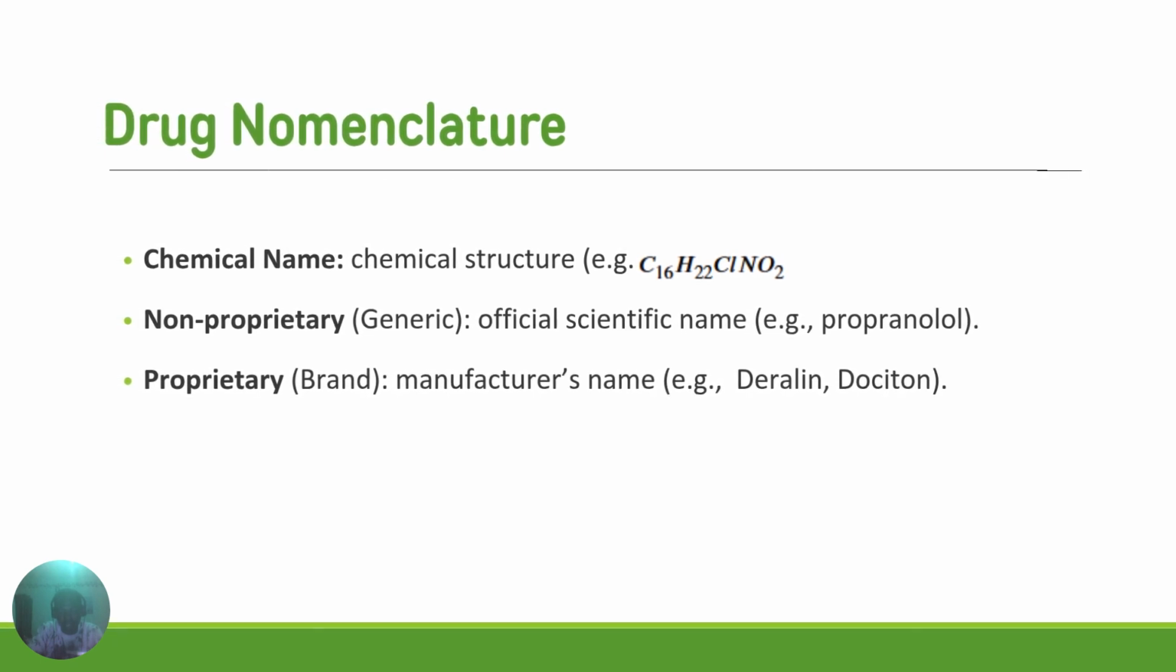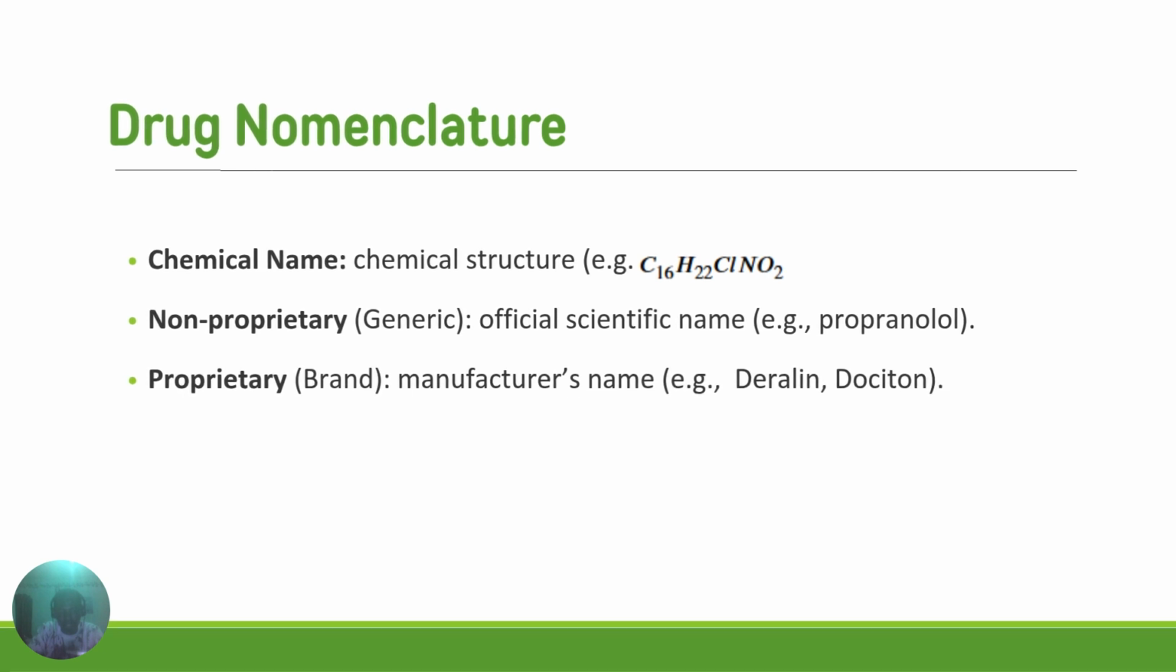Next, we will look at how the drugs are named, or what are the categories of naming drugs. Number one is a chemical name. This constitutes the atoms or elements within the structure of a given drug. This is a typical chemical name for a drug, commonly known as propranolol. So we have 16 carbons, 22 hydrogen, chloride, and then nitrogen, and then 2 oxygen atoms.